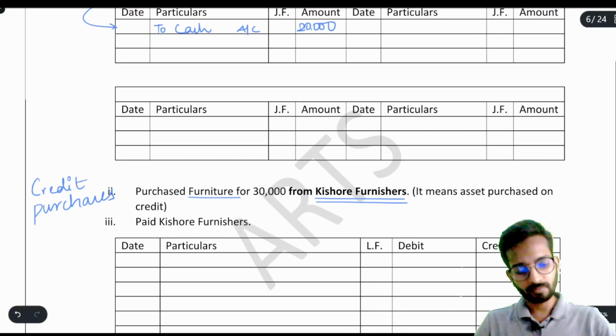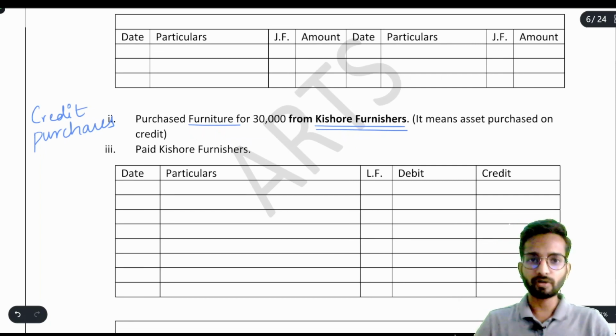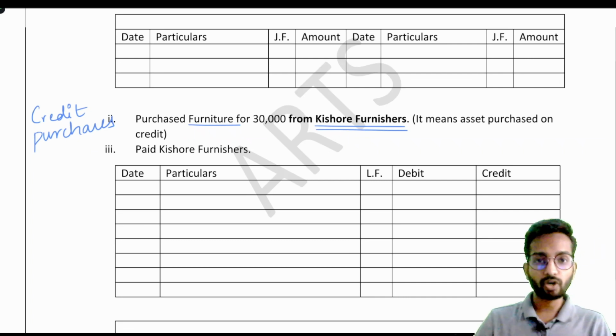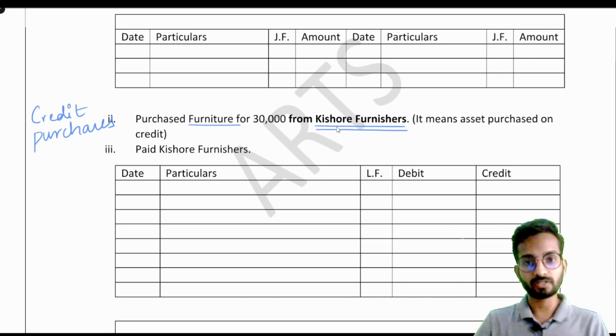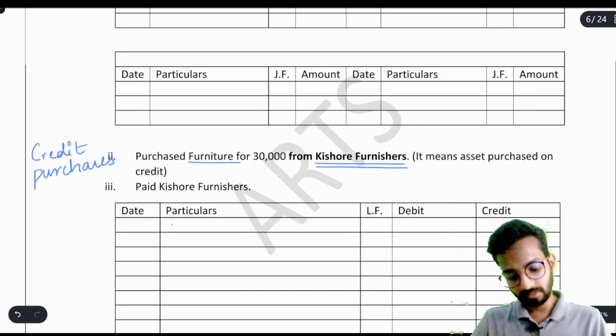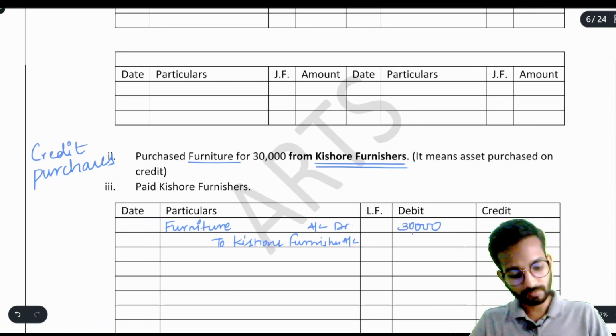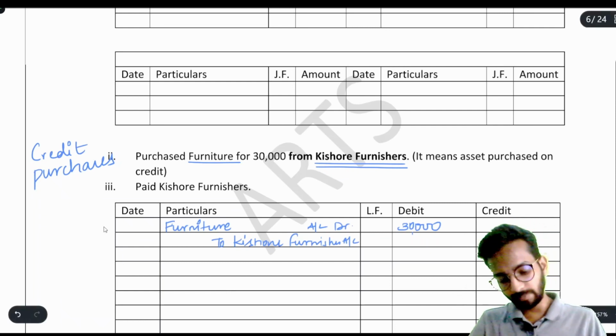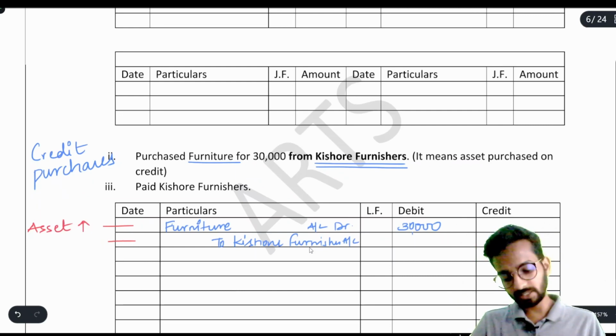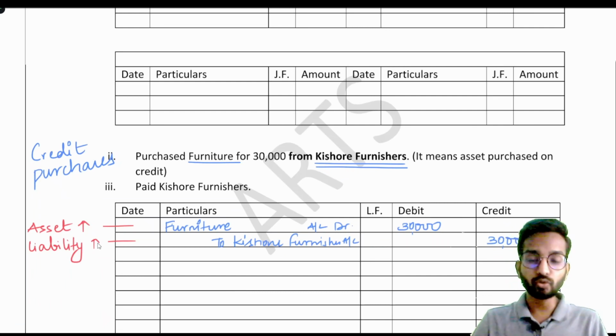So the entry here will be: if you had purchased for cash, you would write furniture account debit to cash. But here you are not paying cash. Here your liability is Kishore Furnishers. You have to pay Kishore in future. So you will write furniture account debit to Kishore Furnishers account, how much? 30,000 and 30,000. Furniture was my asset. We debited it because I have purchased furniture and the asset increased. Now, Kishore is my liability and liability also increased, because I am supposed to pay the amount to Kishore in the near future.